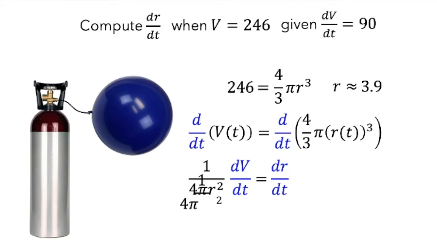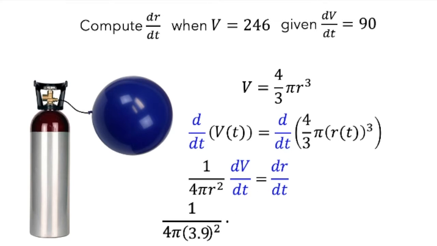And now, since we know that r is equal to 3.9 inches and dv dt equals 90, we can compute the value for dr dt. It's 1 over 4 pi times 3.9 squared times 90, which is approximately equal to 0.47 inches per second.